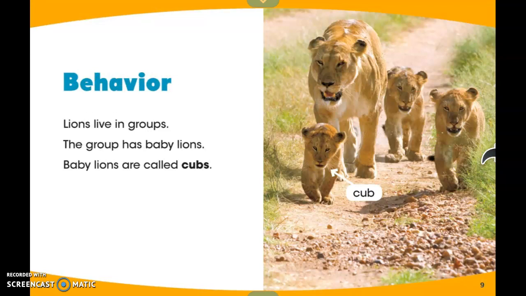Behavior. So that's the title of this section. Lions live in groups. The group has baby lions, and it says baby lions are called cubs. Now that we might keep that type of fact for other interesting facts, because that doesn't really fit into our appearance, our classification, what it eats, or where it lives. So we need to make sure that we're keeping our information in the right places.